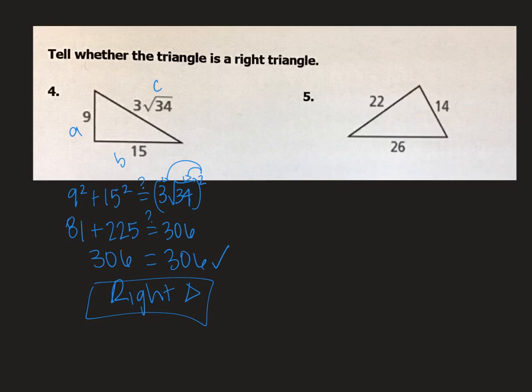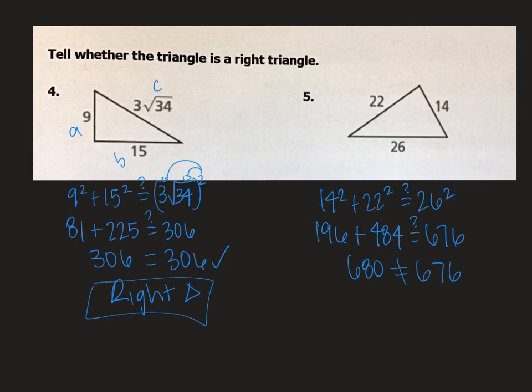All right, so 14 squared plus 22 squared, is that equal to 26 squared? Well, I'm just going to work it out piece by piece. 14 squared is 196. 22 squared is 484. And 26 squared is 676. So I add my 196 and my 484, and I end up with 680, which is not equal to 676. So this is not a right triangle.